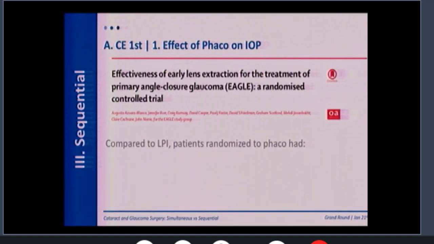They compared patients in terms of IOP control, quality of life, and cost of care. The conclusion is that compared to laser iridotomy, patients randomized to phaco had lower intraocular pressure by, I think, 2 millimeters of mercury. Quality of life, according to the scale they used, was better. And the cumulative cost of care in the institutions where that study was performed was less.